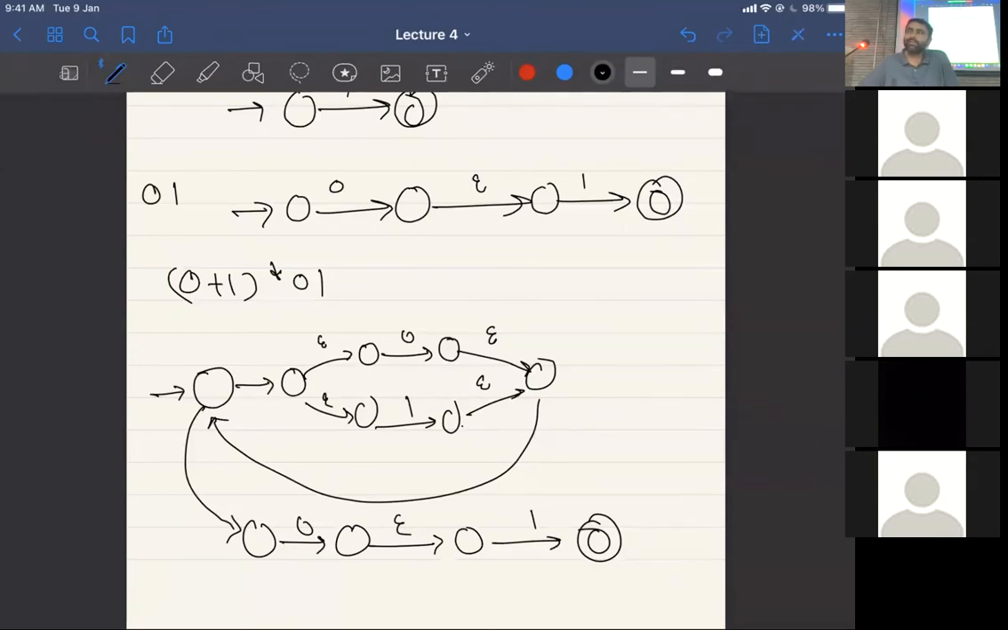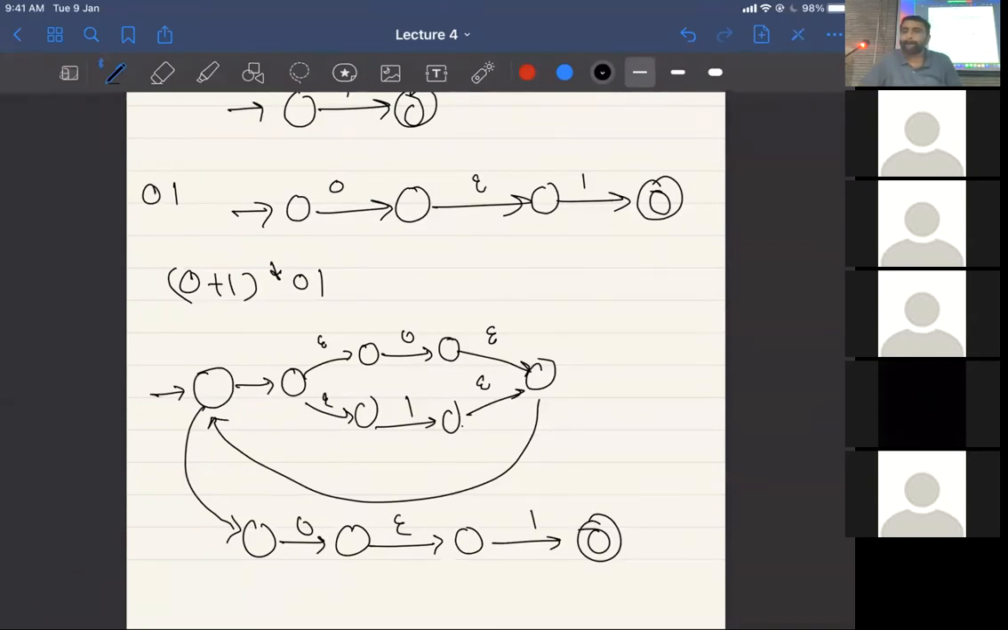The purpose is that we start with a regular expression and we construct an NFA. So this is actually a proof. We have already proven the first part, that you start with a regular expression and you end up with an NFA.